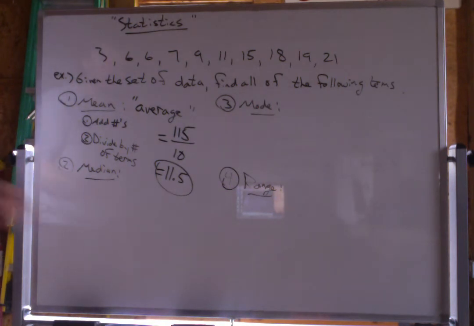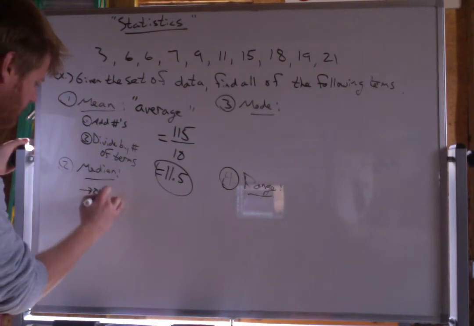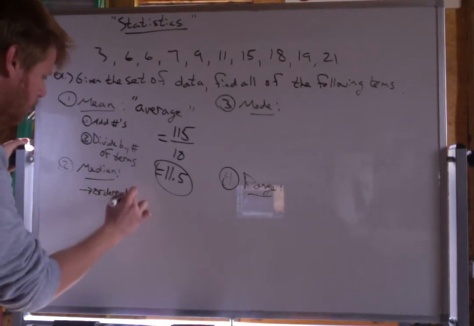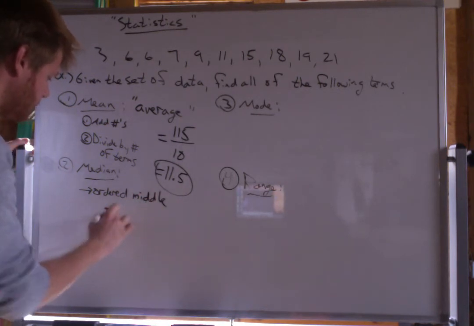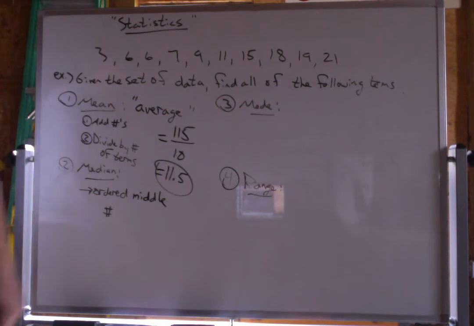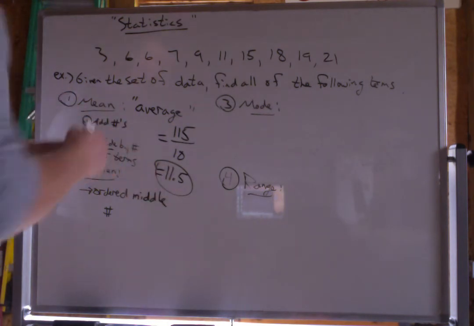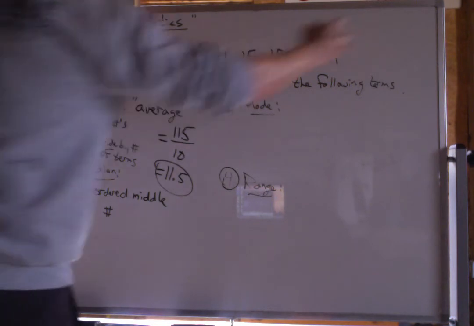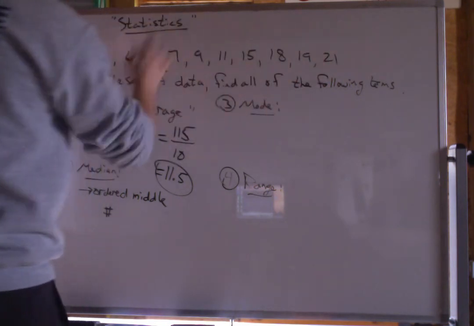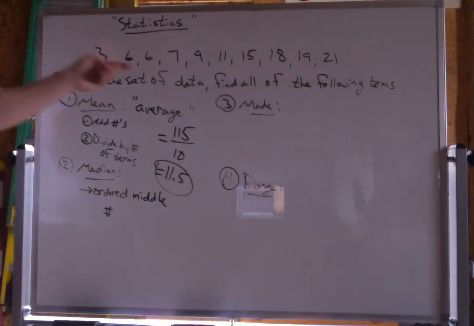Next one, median. The median is the ordered, and that's important, the ordered middle number. I did put them in order, so that makes things a little more convenient for us here. I know some people like to cross off end by end until you work your way to the middle. I'll just count. That's all I'm going to do.